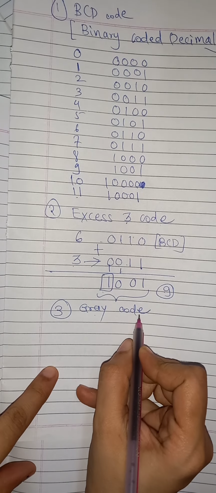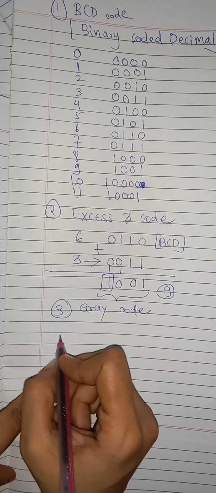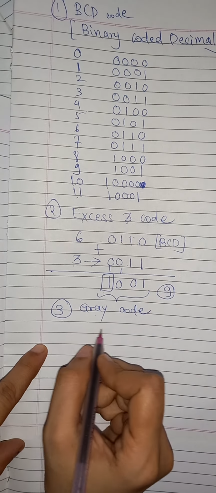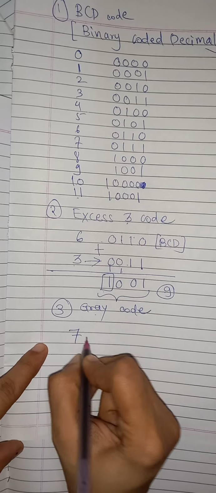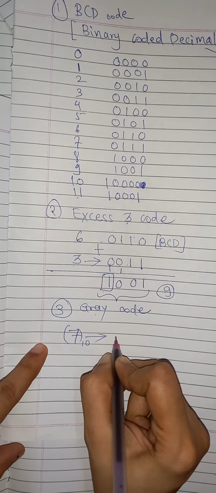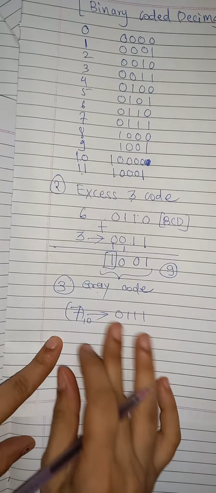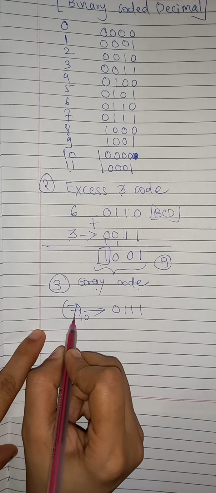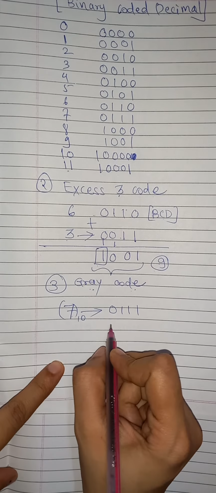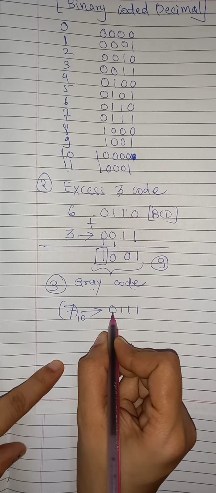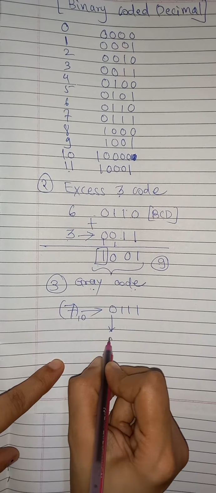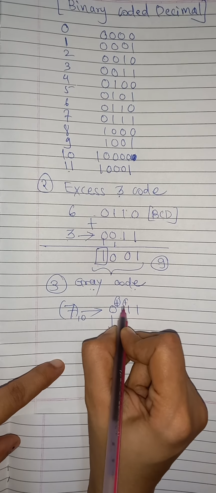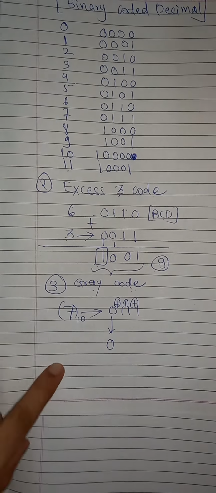So how to find gray code? Suppose I have the binary representation of some number. Take the number 7 in decimal, so its binary is 0 1 1 1, and we are asked to find the gray code representation of this 7. Then how to find that? First of all, the MSB bit will be the same, and then perform XOR operations. Just go on performing XOR operations.